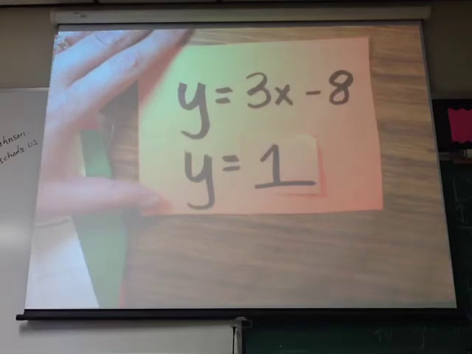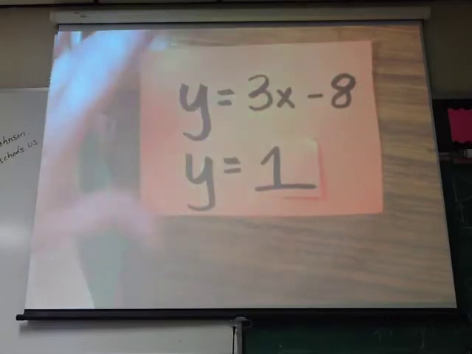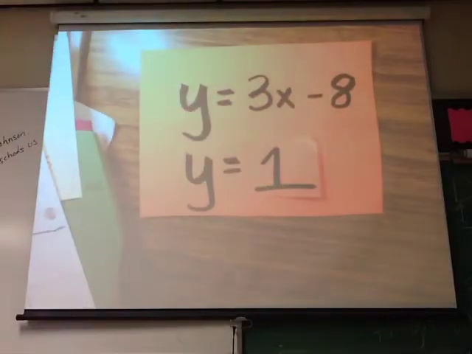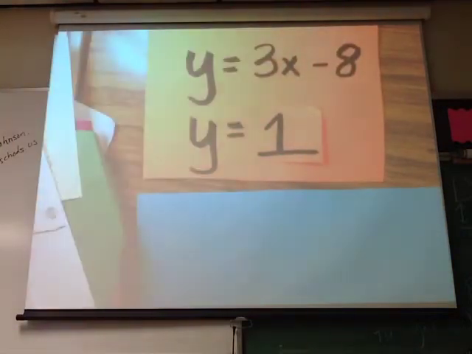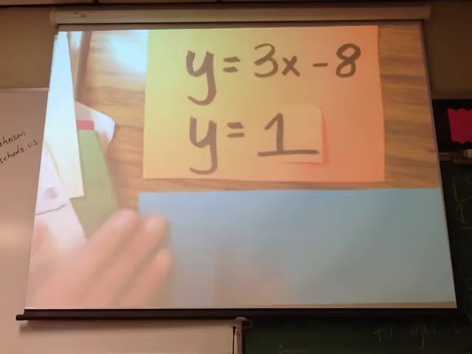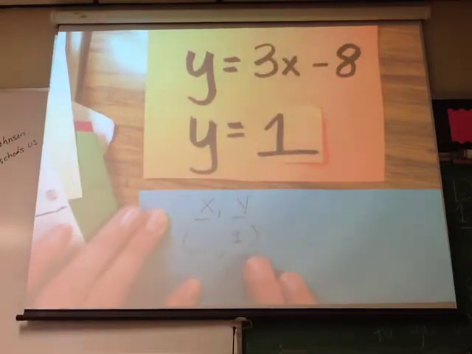Okay, substitution. So if I say that y equals 1, I already know half of my answer. Because as you've been noticing in our graphing, we always graph and we have an ordered pair as an answer unless they're parallel lines, okay? So our ordered pairs are always written like this, x comma y. We already know in our ordered pair y is 1. So we know half of our answer already.